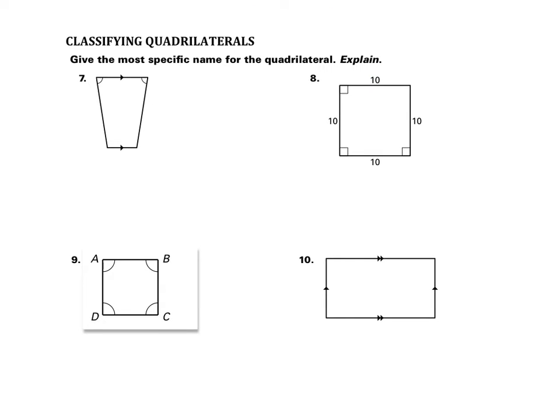Give the most specific name for the quadrilateral explained. So explaining, first off, what do we have here? We have one pair of parallel sides, and one pair of base angles congruent. So that's an isotrap, or an isosceles trapezoid.